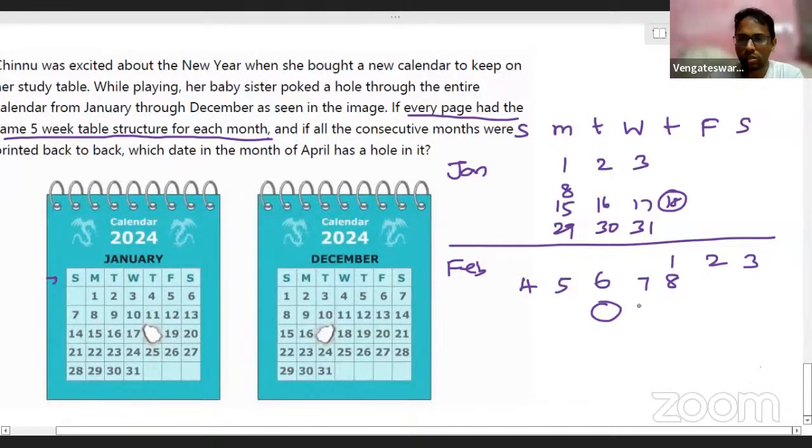Okay, 1, 7, this will be 14, 21, 28. And remember that this is 2024, it will be a leap year. So leap year means your February will have 29 days, which means what you can understand here is, February 29th will be a Thursday. This is what you can understand.